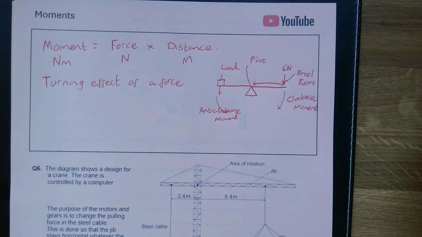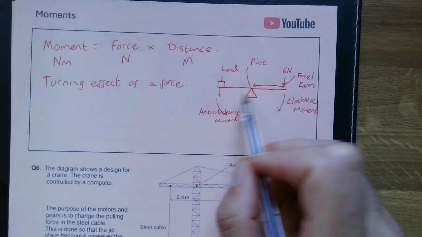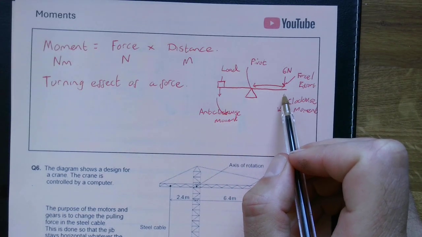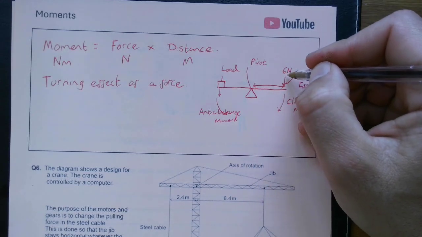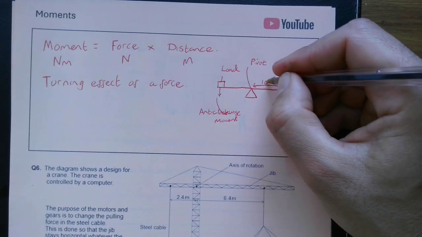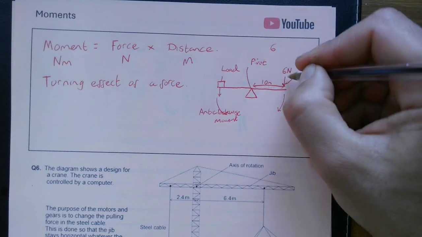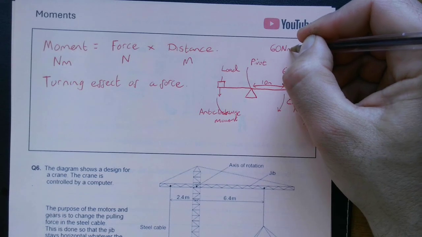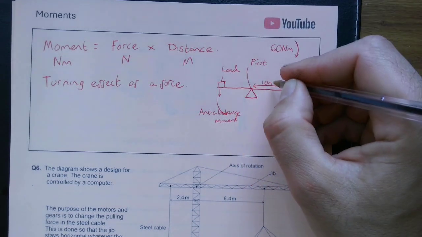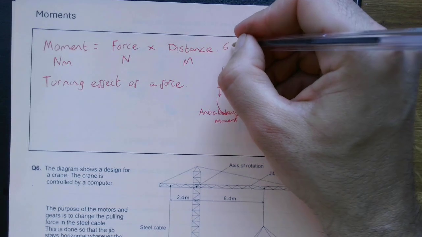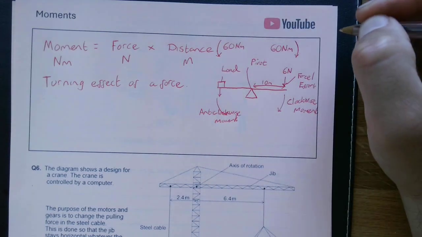That's pretty much all there is to it. If our lever is balanced, which it looks like it is there, that means the moment on each side must be the same. So if that's 6 newtons and that's 10 meters, then 6 times 10 means the clockwise moment is 60 newton meters. If it's balanced, this must also be 60 newton meters going anti-clockwise.